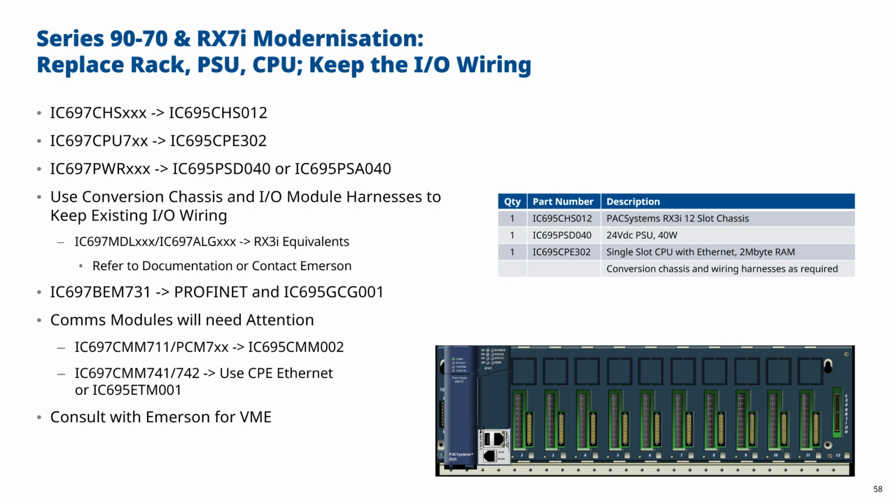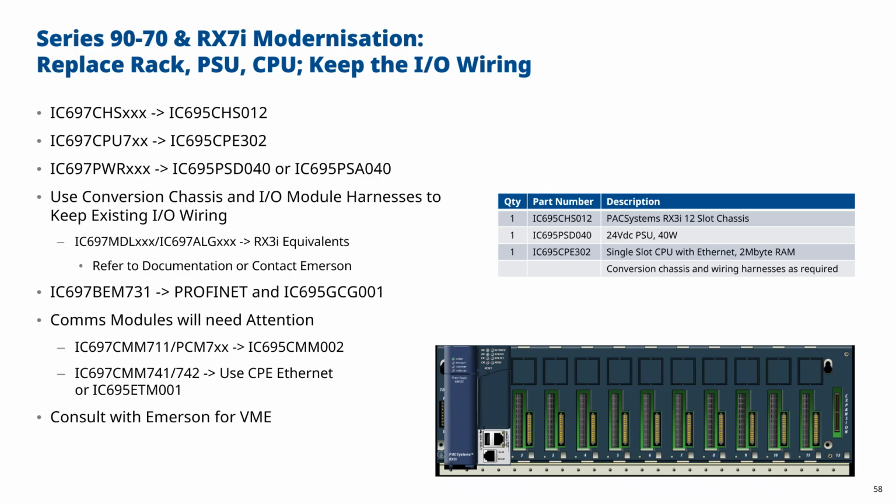And then we'd need to pay attention to what the I/O is. So if it's local I/O, then we can use the conversion chassis along with the I/O module harnesses to keep the existing I/O wiring. And there are pretty straightforward RX3i equivalents to the old legacy 9070 I/O. It does get quite detailed though, so I would either refer to the relevant documentation or contact Emerson and we can advise what the upgrade process is.